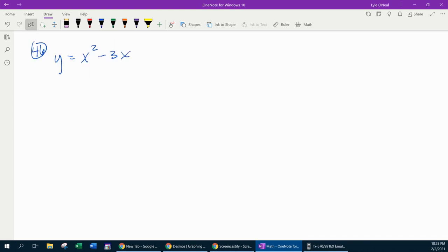Next, number 46. This equation is definitely not linear because we do have a power greater than 1.